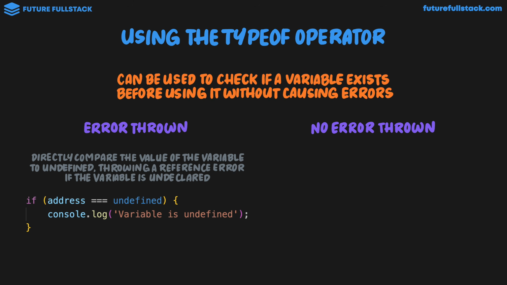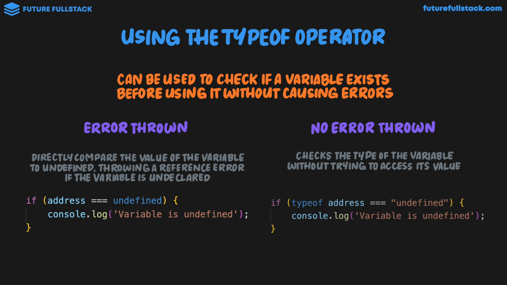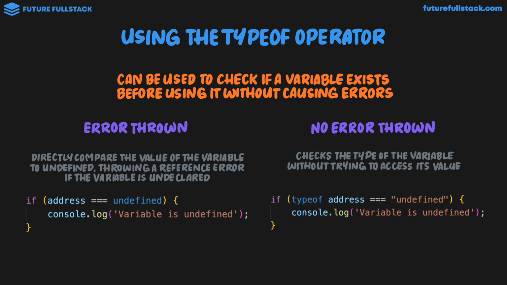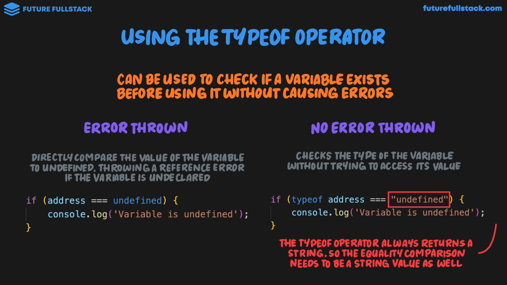The typeof operator checks the type of the variable without trying to access its value. So the reason the code on the left is breaking is that we're trying to access the value stored in address, but address doesn't exist, so we just get an error. But using the typeof operator, we can write our if statement like this. If typeof address strictly equals the string undefined, we can print to the console variable is undefined. And this won't throw an error. Now, the reason undefined inside our equality comparison is a string is because we've seen that the typeof operator always returns a string. So the equality comparison needs to be a string value as well.